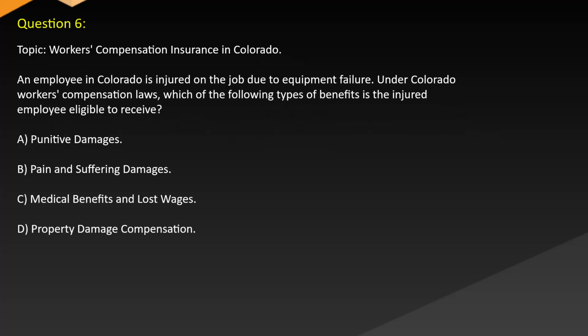Question 6. Topic: Workers' compensation insurance in Colorado. An employee in Colorado is injured on the job due to equipment failure. Under Colorado workers' compensation laws, which of the following types of benefits is the injured employee eligible to receive? A. Punitive damages. B. Pain and suffering damages. C. Medical benefits and lost wages. D. Property damage compensation.